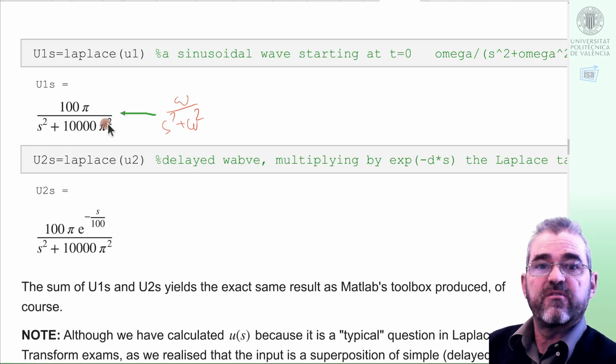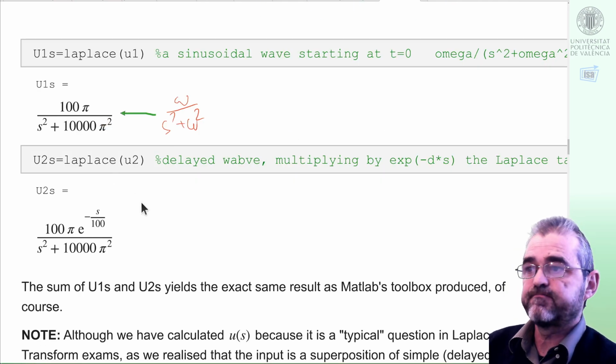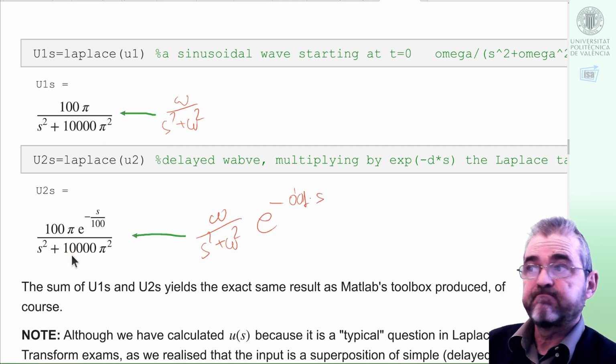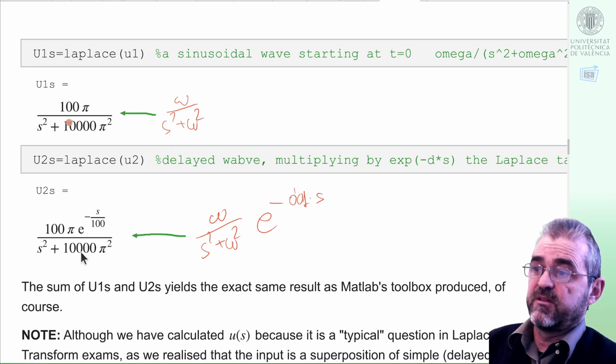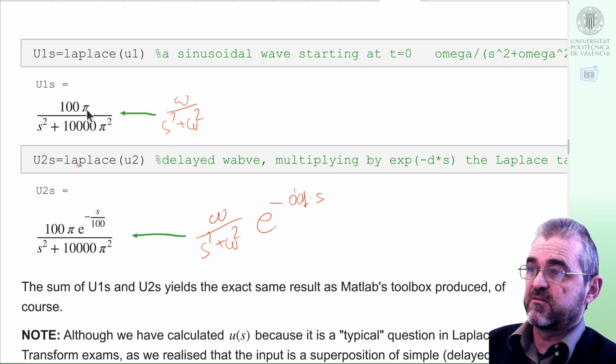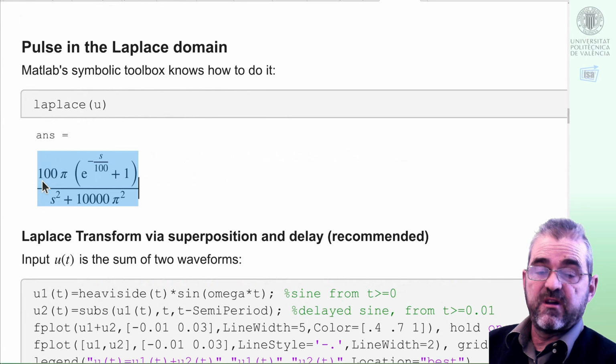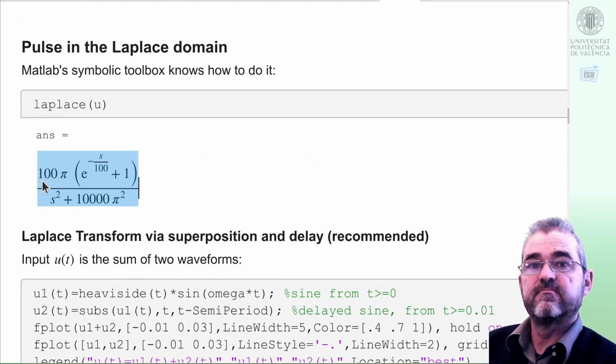This is the Laplace transform of the whole sinusoid starting at 0. This is the Laplace transform of the delayed sinusoid, and then the sum of them. The denominator is exactly the same, and the numerator, well, the difference is that we have 1 in here and the delay term down there. So 1 plus this exponential coincides with the output of the Laplace command. So this is the computation by method 1, by delay and linearity superposition.